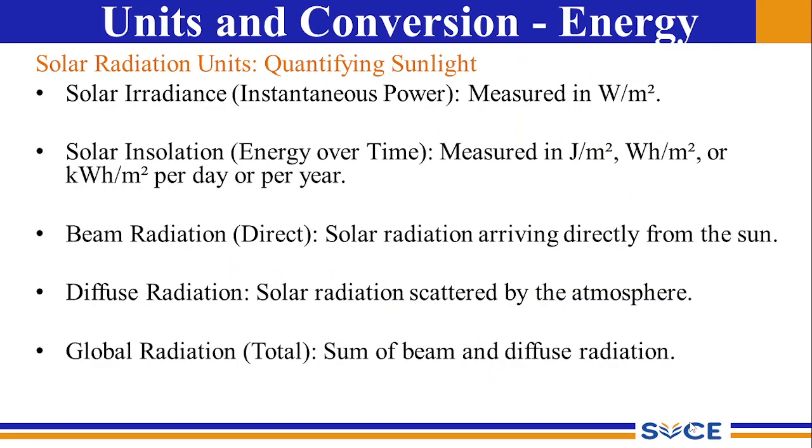So in the first system, we are going to be seeing about solar radiation. So how do we quantify sunlight? There are many different terms to use. The first terminology is solar irradiance, which is the instantaneous power, the amount of energy which is obtained per square meter in watt per meter square.